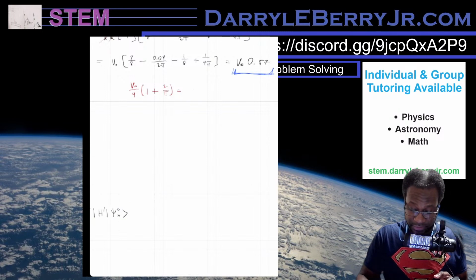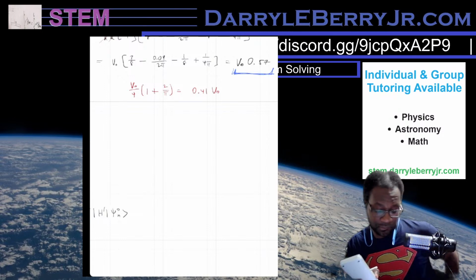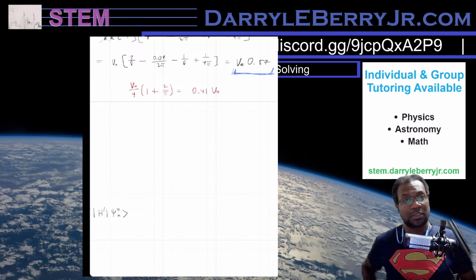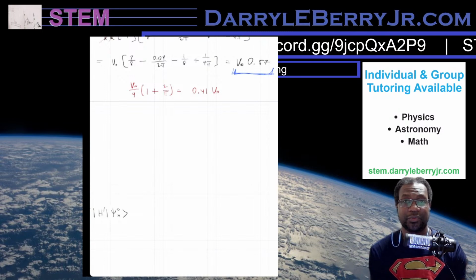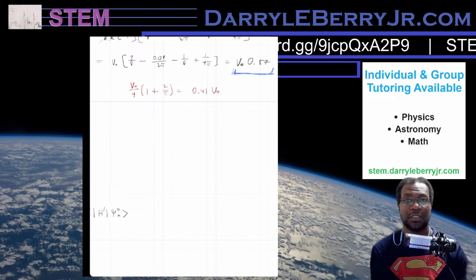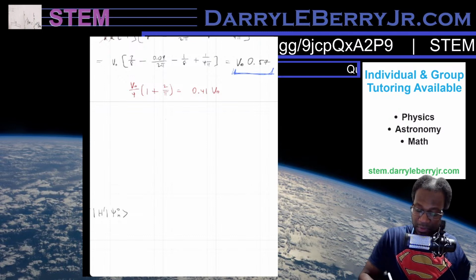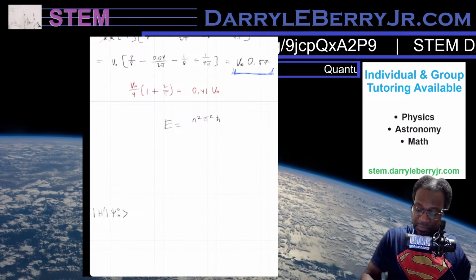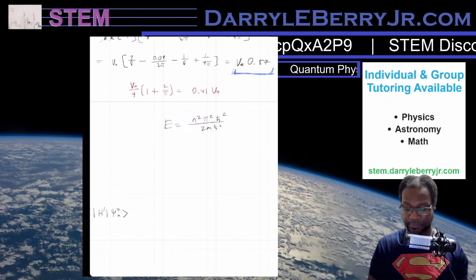All right, so this is 0.41 V naught. All right, think about that. So that's the state where you have 1, 2, 1, 2, not the ground state. The energy of the default well is E equals n squared pi squared h bar squared over 2 m L squared. So it should go up.